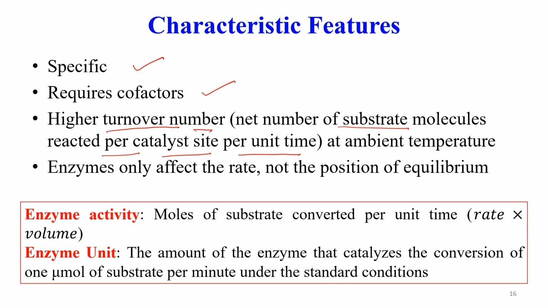So they have a higher turnover number, and as I discussed initially, enzymes increase the rate, but at the same time they don't interfere with the equilibrium. So it is not going to change your product. Now these two terms are very common. Enzyme activity is defined as substrate converted per unit time, and when we say enzyme unit, it is the amount of enzyme required to catalyze the conversion of 1 micromole of substrate per minute under standard conditions. So one should remember the enzyme activity and enzyme unit.